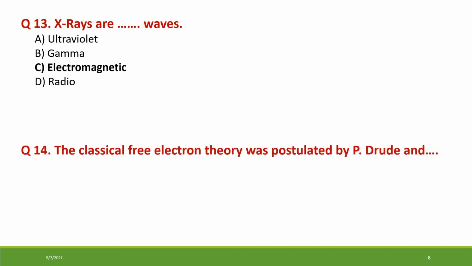Question number 14. The classical free electron theory was postulated by P. Drude and dash dash, and the options are Lorentz, Sommerfeld, Hall, and none of these. And the correct option is Lorentz.